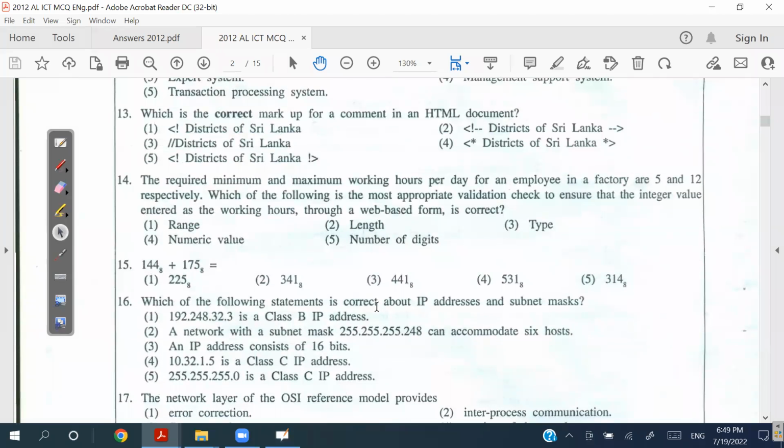The required minimum and maximum working hours per day for an employee in a factory are 5 and 12 respectively. Which of the following is the most appropriate validation check to ensure that the integer value entered as the working hours through a web-based form is correct?